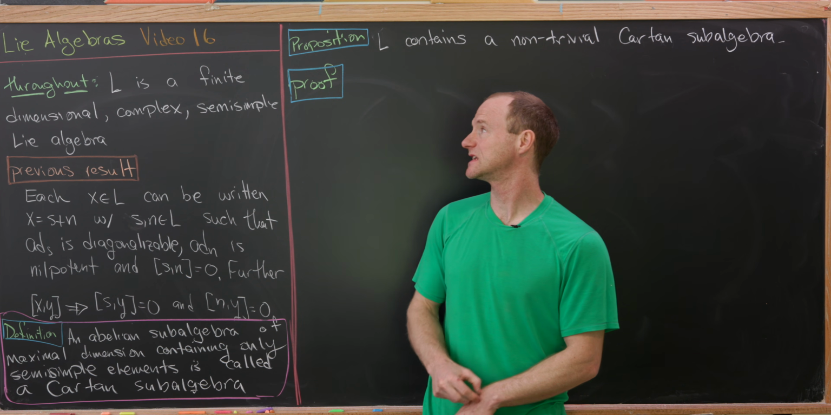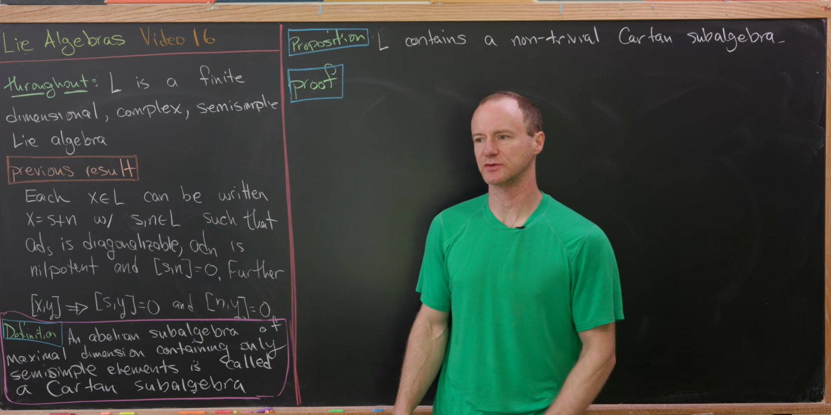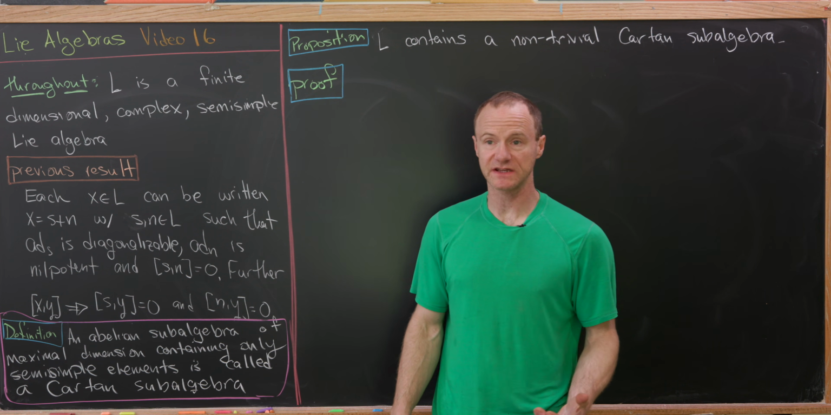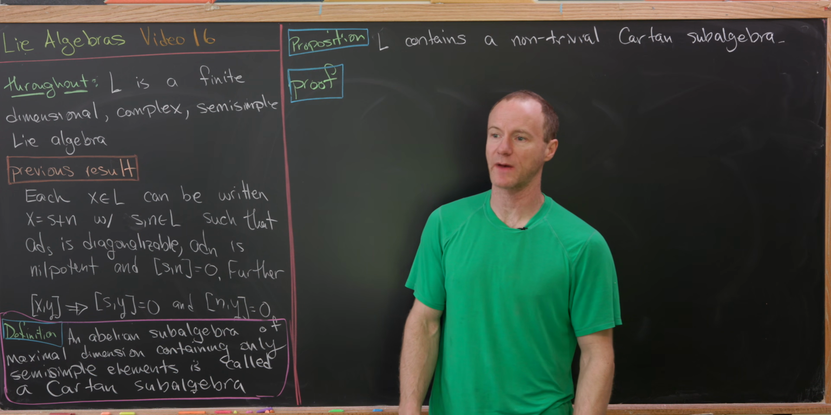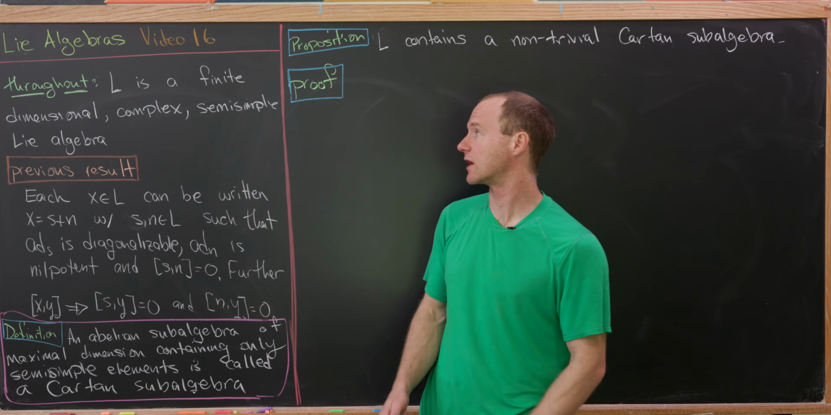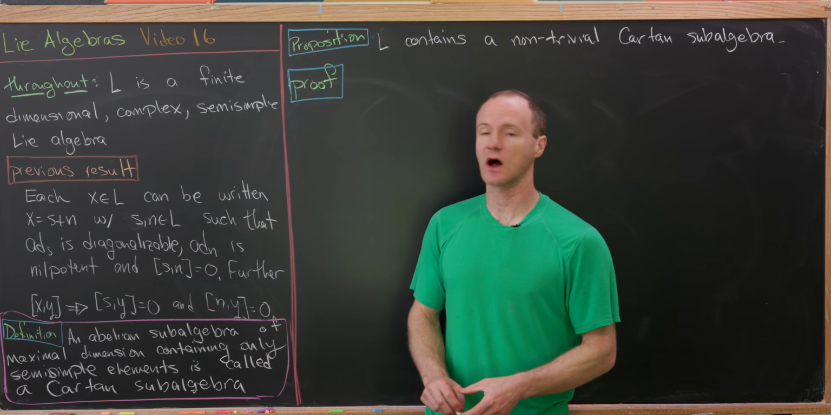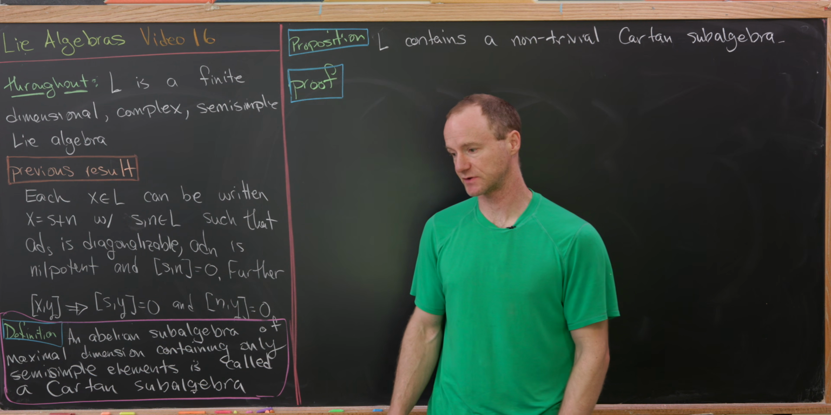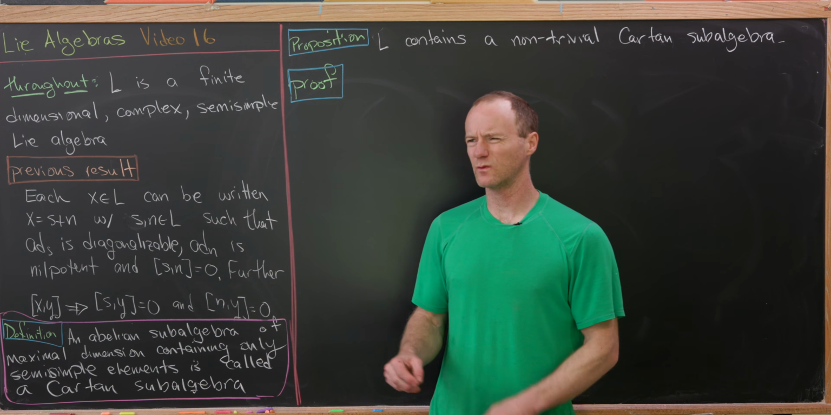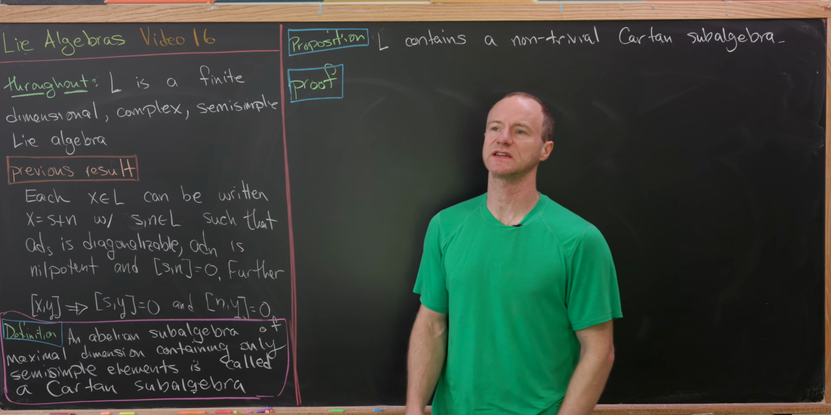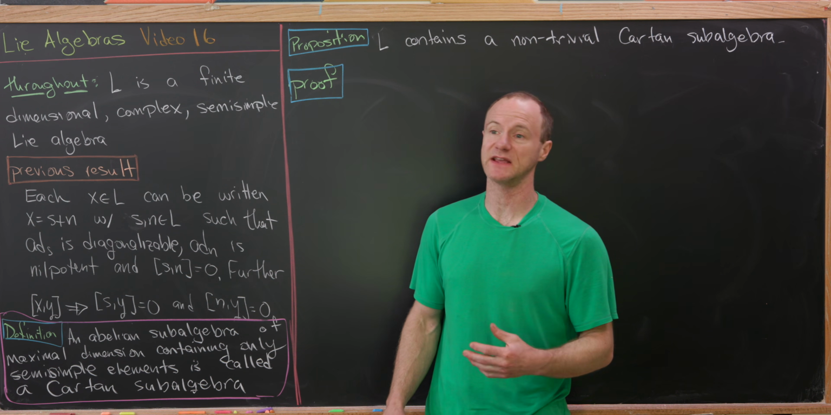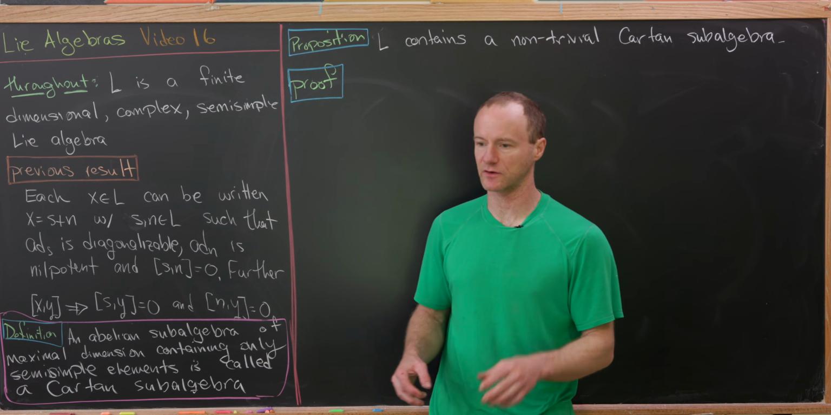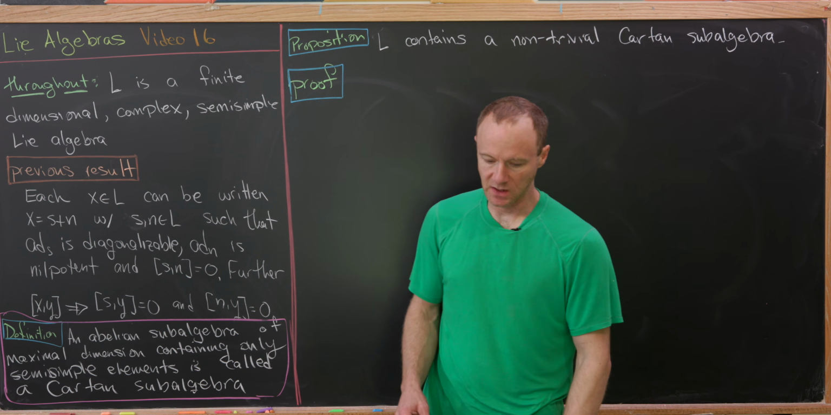This is the 16th video in our series on Lie algebras. And in our previous video, we started down a long path of classifying all finite dimensional complex semi-simple Lie algebras. And we're working towards understanding something called the root space decomposition as part of that classification.